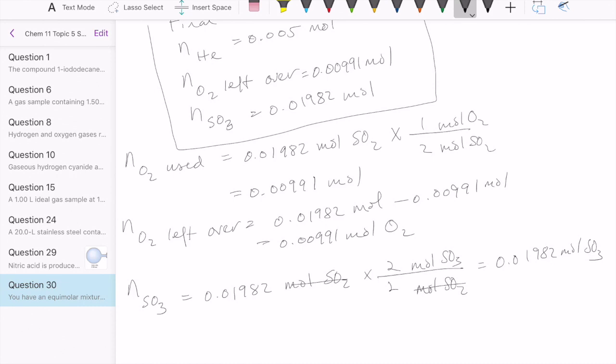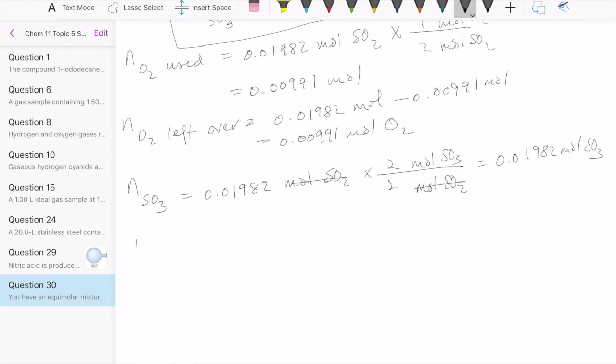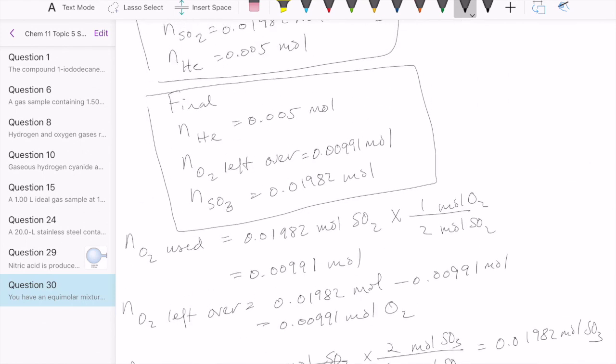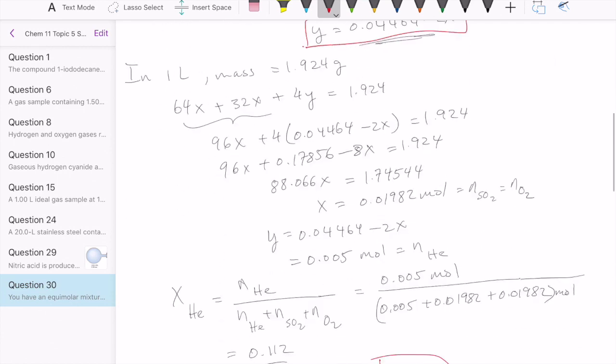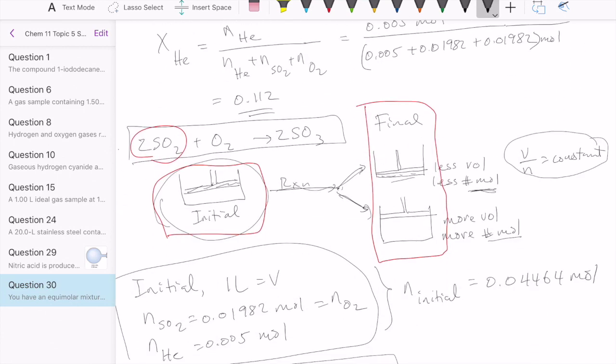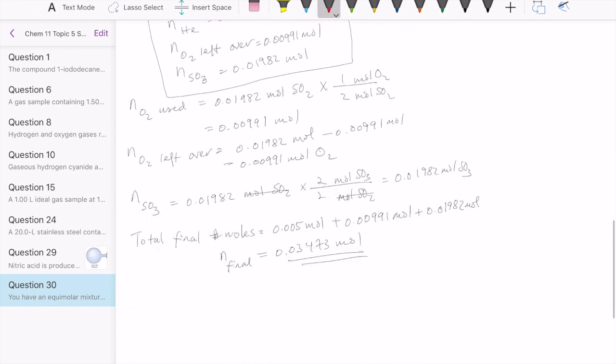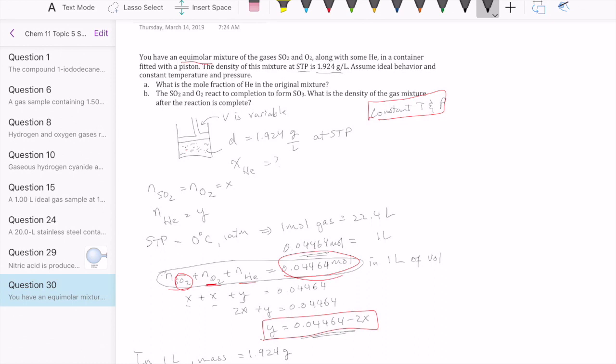0.1982 moles SO3. Okay, so if I add up all the total final number of moles, it gives me 0.03473 moles. Okay, this is my final number of moles. My initial number of moles ends up being 0.04464. P and T are constant, so V is proportional to number of moles. We started with a number of moles that's 0.04, and we end with a number of moles that's 0.03. So we've dropped in number of moles. So that means that the volume will also drop. So this piston is going to drop down.